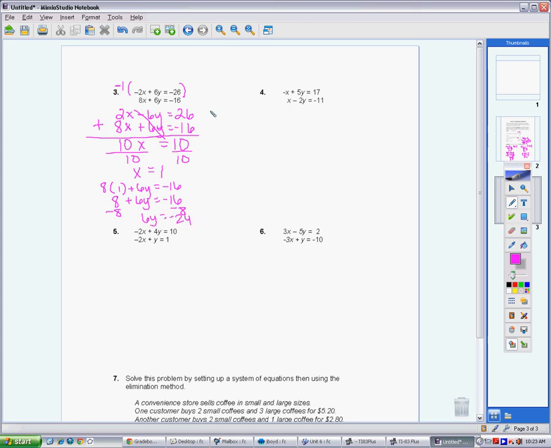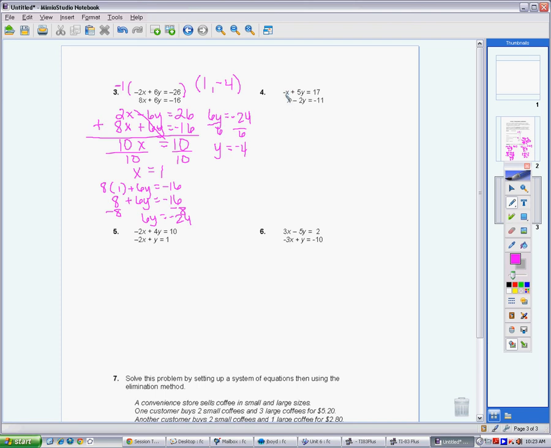6y equals negative 24, and I'm going to divide by 6. And y is going to equal negative 4. So these two lines are going to cross each other at the point (1, negative 4). This is my solution.